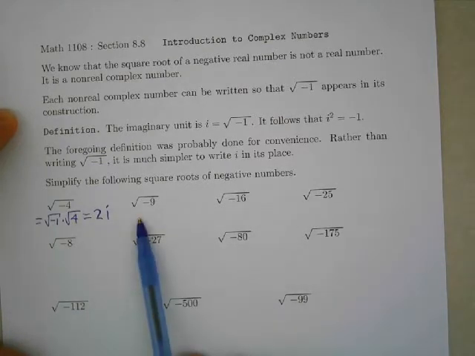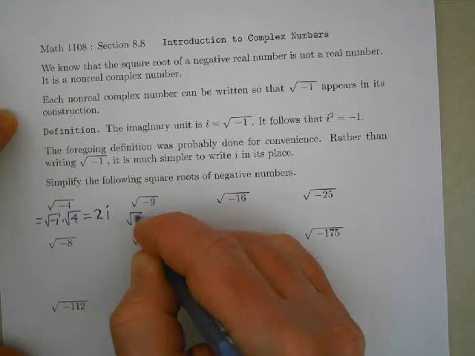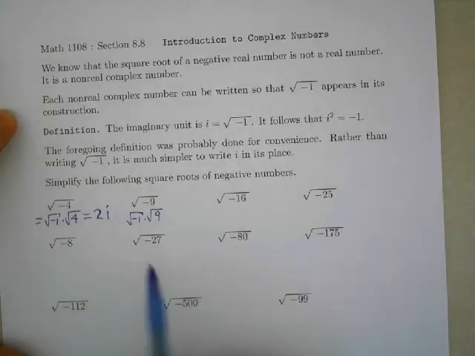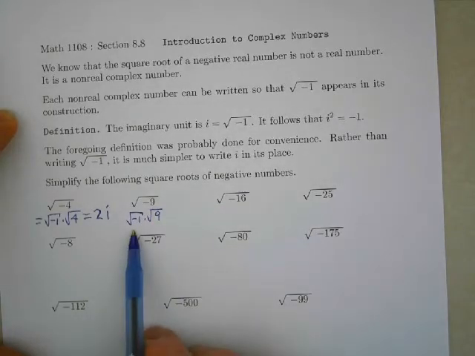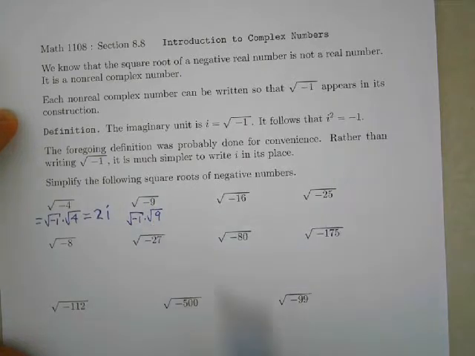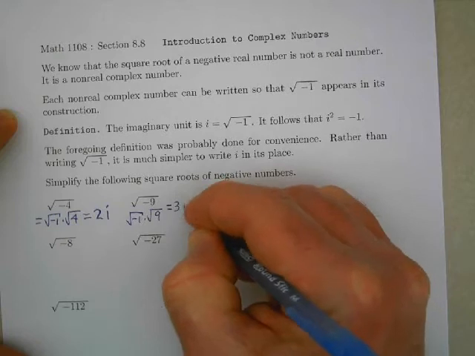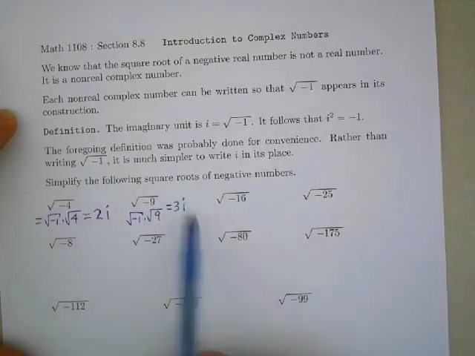The square root of -9, well, that's equivalent to the square root of -1 times the square root of 9. We're going to replace the square root of -1 with i, and the square root of 9 is 3, and we'll just write this as 3 times i. That's considered the simplified form.